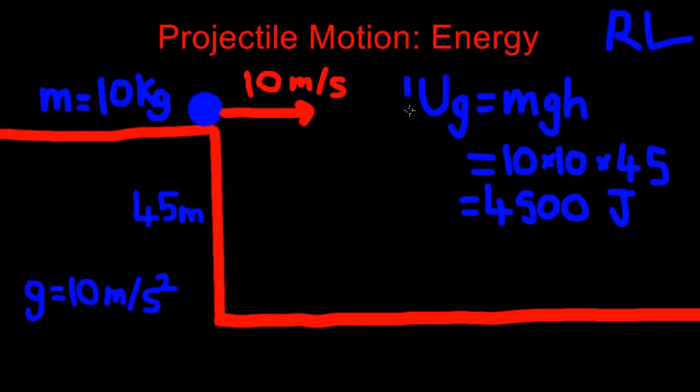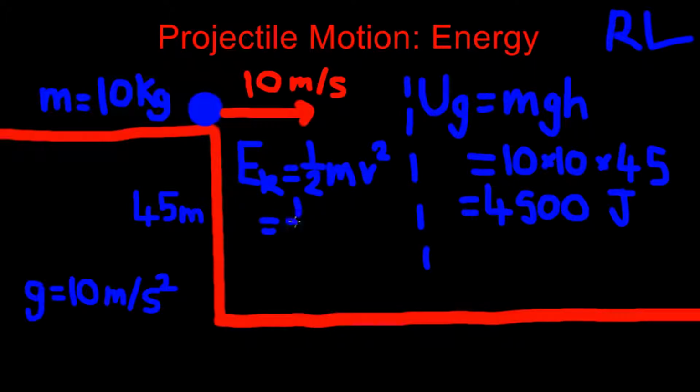Now, the second energy we need is going to be the kinetic energy. From before, we know that EK, or kinetic energy, equals half mv squared. And so in this case, that's going to be half of the mass, which is 10, times v squared, which is 10 squared, so 100. So we've got 100 times 10, which is 1,000, and then we've got half of that, so 500. Again, as this is an energy, all going to be in joules.